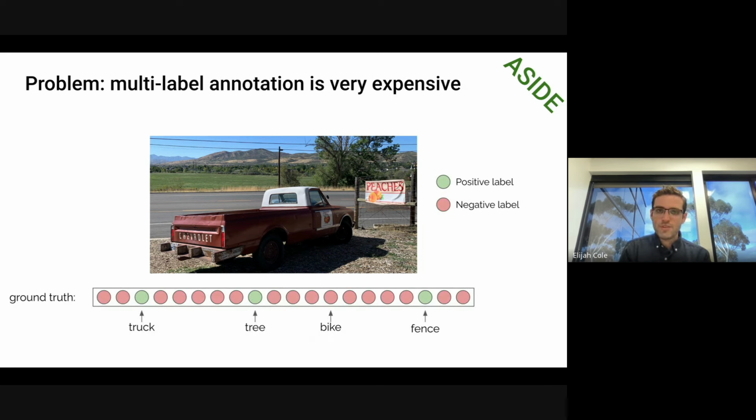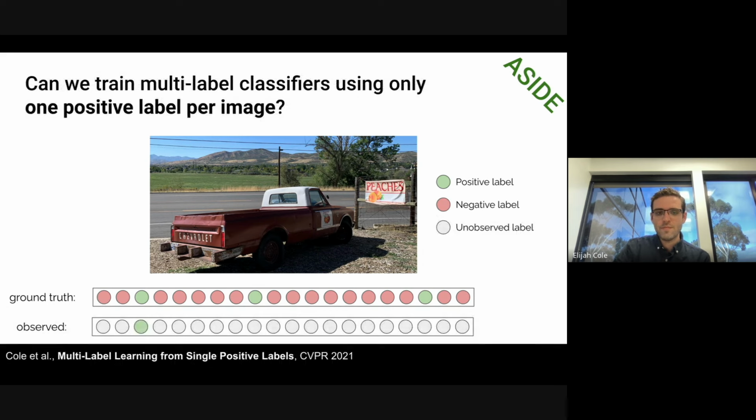And so for an image like this, you'd have many categories, some of which are present, some which are absent. But annotating all of these categories exhaustively is very expensive, so you have to review every single one, but you only observe, in this case, a single positive label for each image. And so this is a general version of this machine learning problem where you have a single positive label and you want to learn to train effective multi-label classifiers.